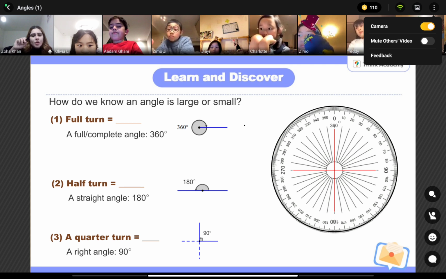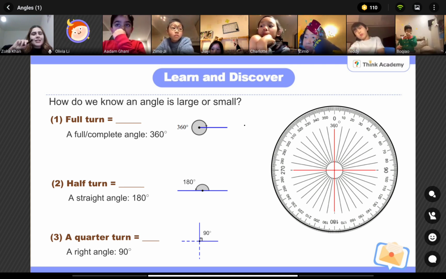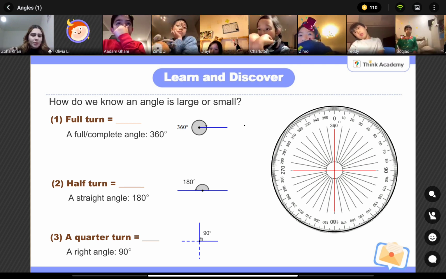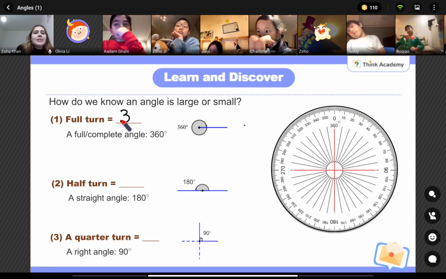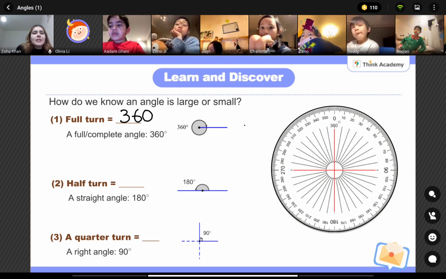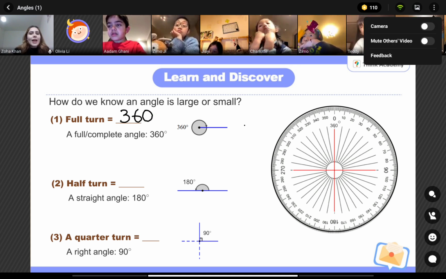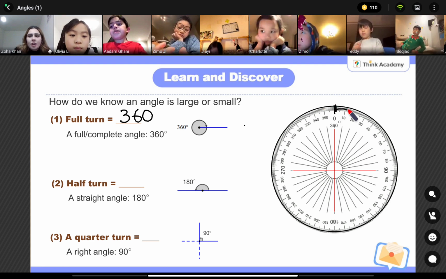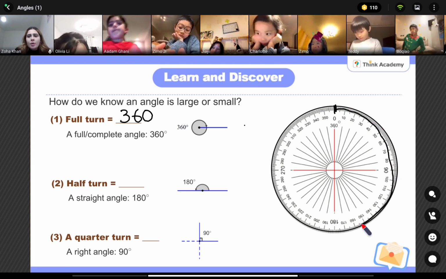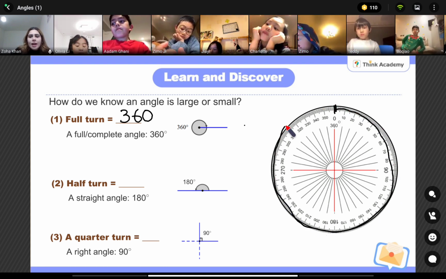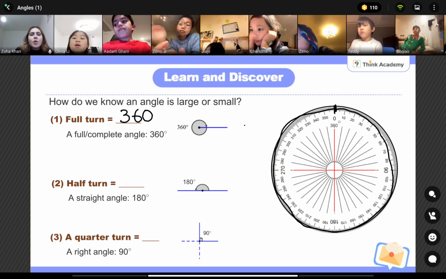Whenever you go around the clock, whenever that's a full turn, okay, we call this 360 degrees, okay? So whenever you do a full turn, if I start at 0 and I go all the way around and I come back at 0, we call this a full turn.